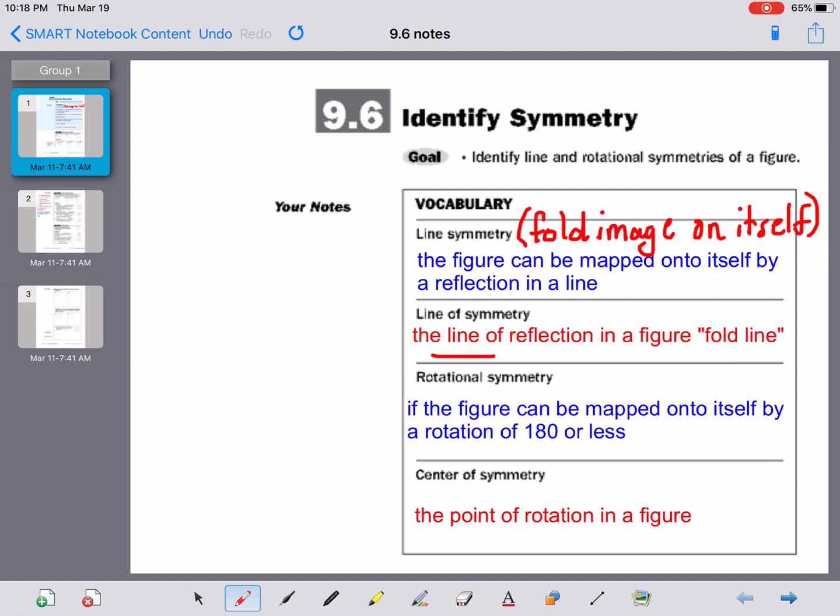Our second type of symmetry is called rotational symmetry. And this is when a figure can be mapped onto itself by a rotation of 180 degrees or less. This is when you can turn an object onto itself. And that center point where you turn it at is called your center of symmetry. So that's our vocab here. Let's just get started on our examples. That's really the whole idea behind this lesson today.